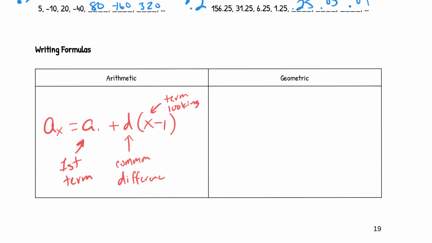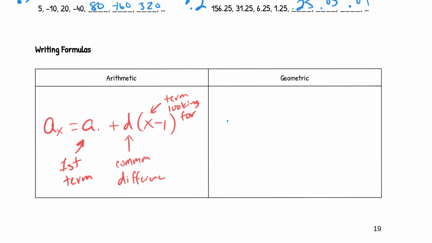So if you're looking for the 50th term, you'll put 50 there, but as we've talked about before already, you're not going to add the difference 50 times to get there. You're going to add it 49, which is why the minus 1. That formula will get you the correct term every single time.